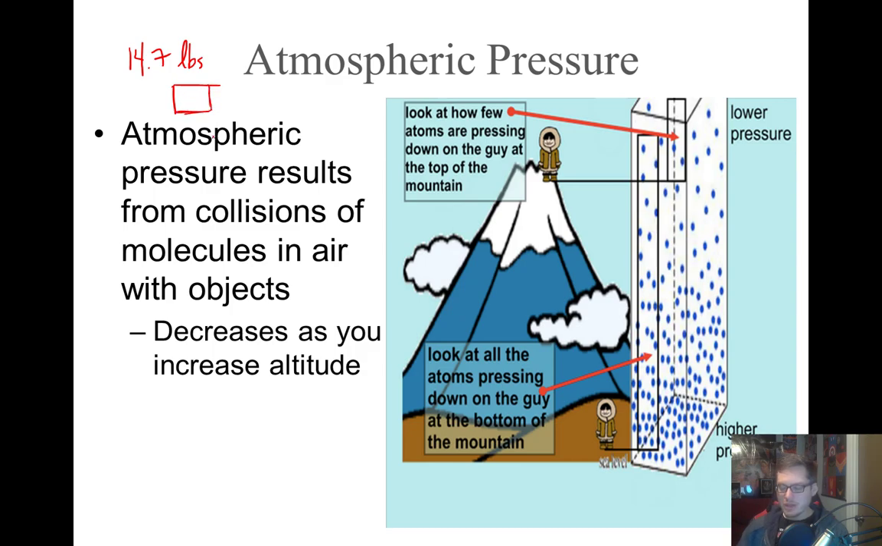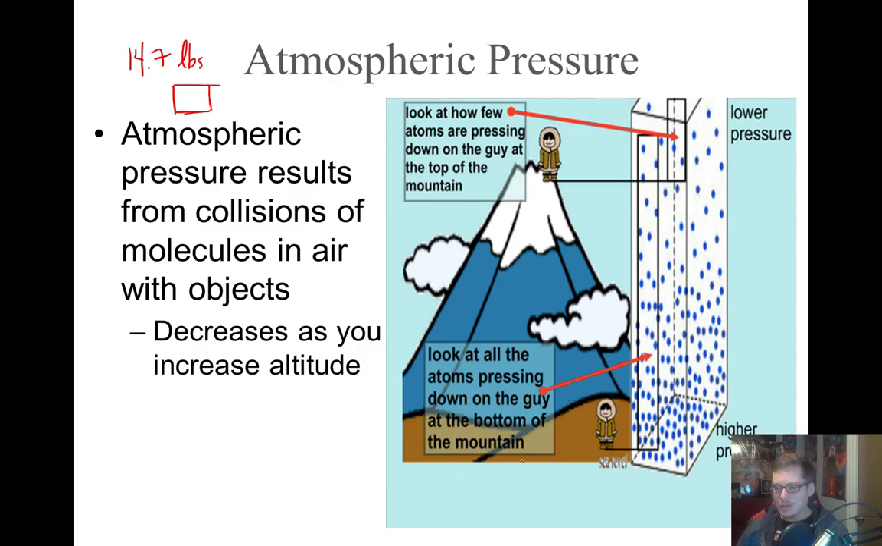Hold out your hand and look how many square inches there are in your hand. There might be anywhere between 8 and 20 square inches on your hand, and for every one of those, there's almost 15 pounds of air pushing down. So just by holding your hand out there, you're holding up hundreds of pounds. Congratulations, you're superhuman. Or you're normally human, because we're all doing it anyway. So atmospheric pressure is the result of all of these molecules pushing down on you.